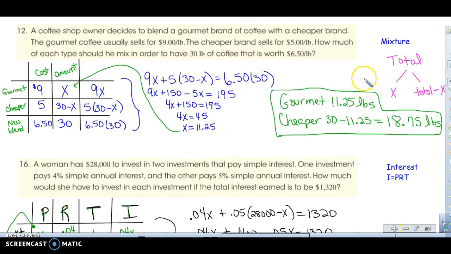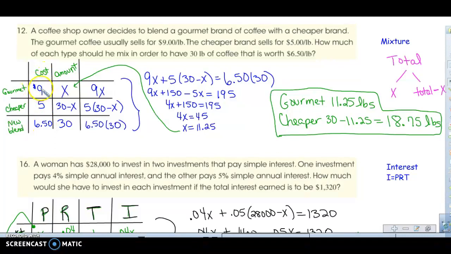Our next example I refer to as a mixture problem. In these problems, you'll be mixing different types of food or sometimes chemicals, but you're mixing things together to get a final product. So I like to use a chart to set these problems up once I recognize that it's a mixture problem. So I read the problem to see what we're mixing. In this case, we have a gourmet brand of coffee and then a cheaper brand that we're mixing together to create a new blend.